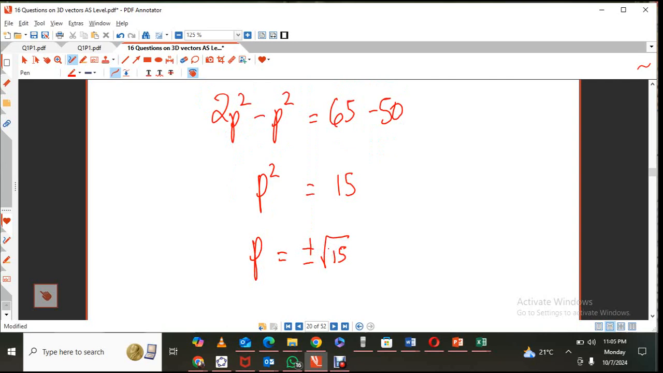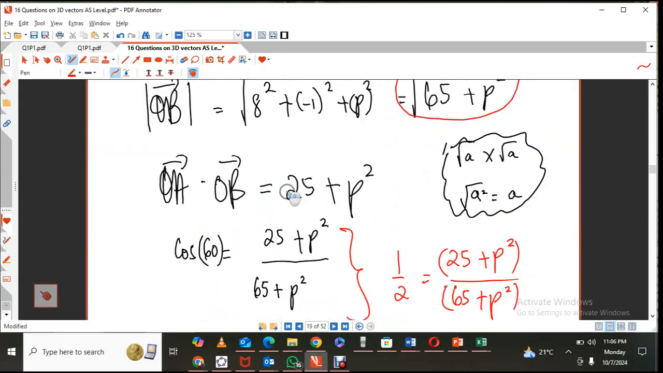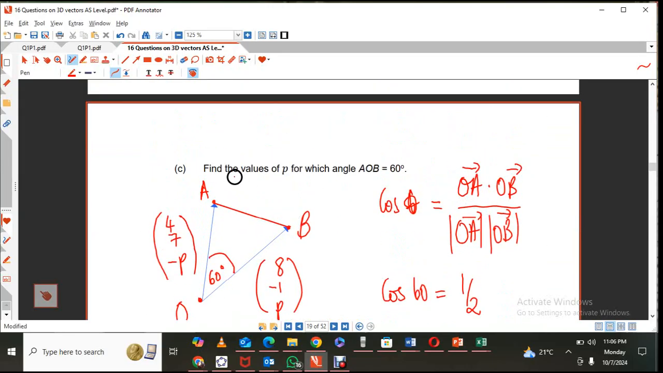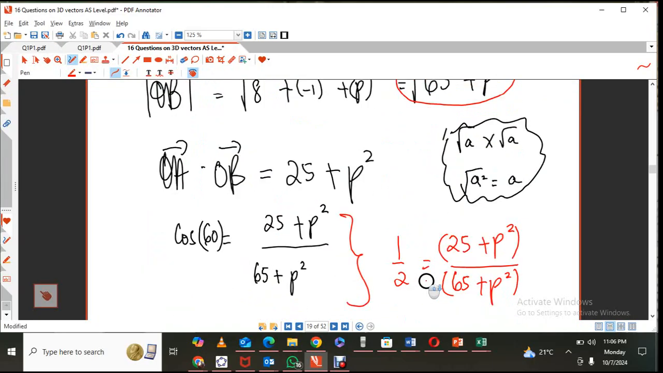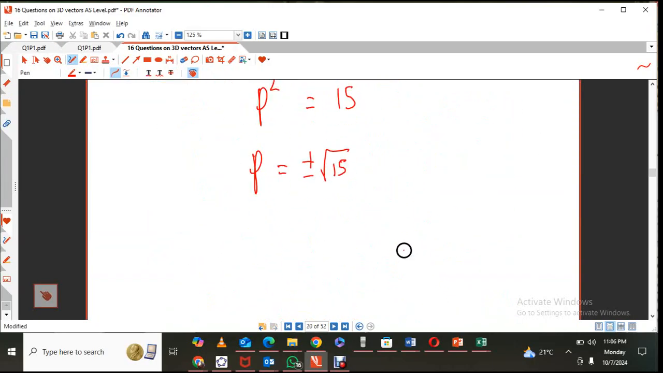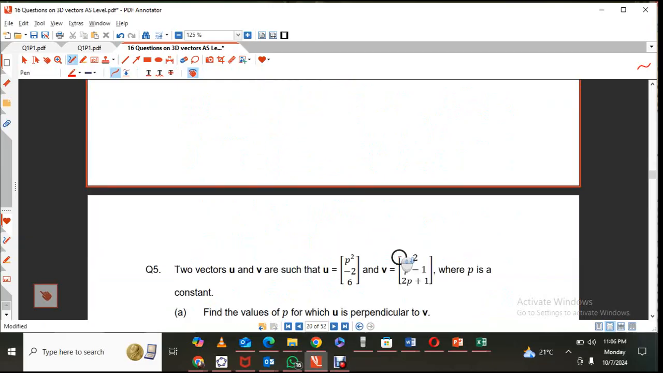It's totally up to you now if you want to leave your answer to 3 significant figures. I'm just going to leave my answer like that. Because here's also another hint. It says you must find the values of P, so it implies P has got more than one answer. If you don't want to write your answer like this, you can say P equals the square root of 15 or P equals negative root 15.